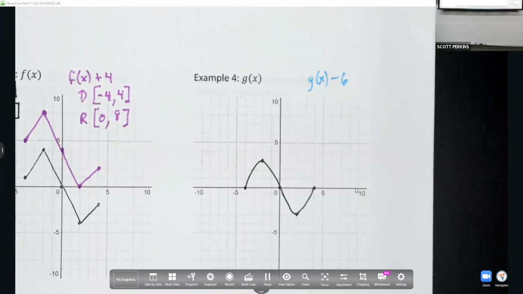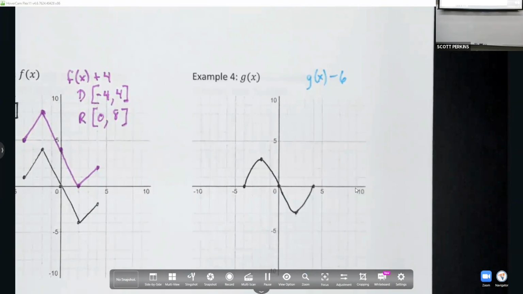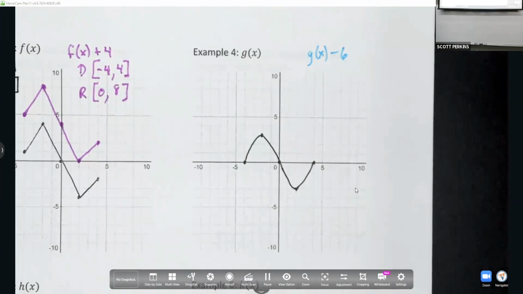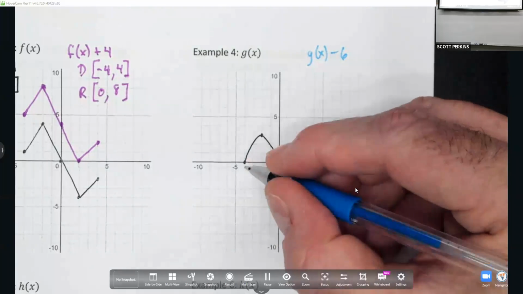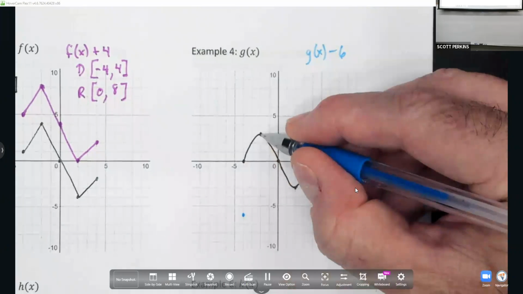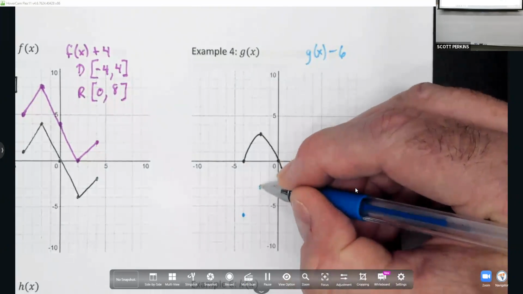All right, so the -6 tells me I am going to do what with the graph? Where's it going to go? It's going down 6. So I'm just going to go to each of the points that I've tried to clearly define, and I'm just going to move them down 6. So this point's going to go down to -6. This y value that's at 3 is going to go down to -3.